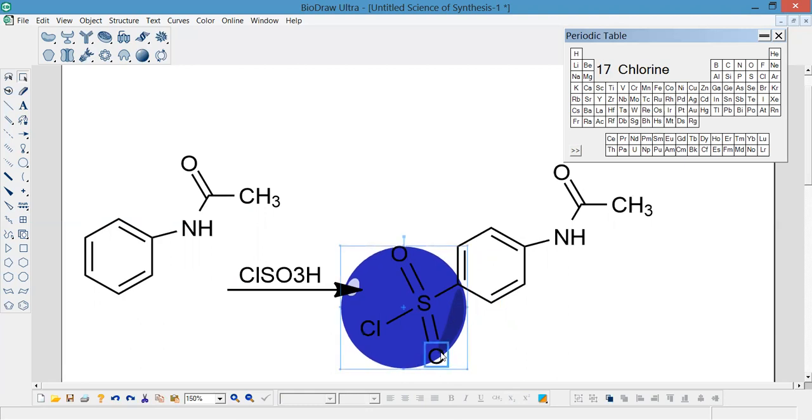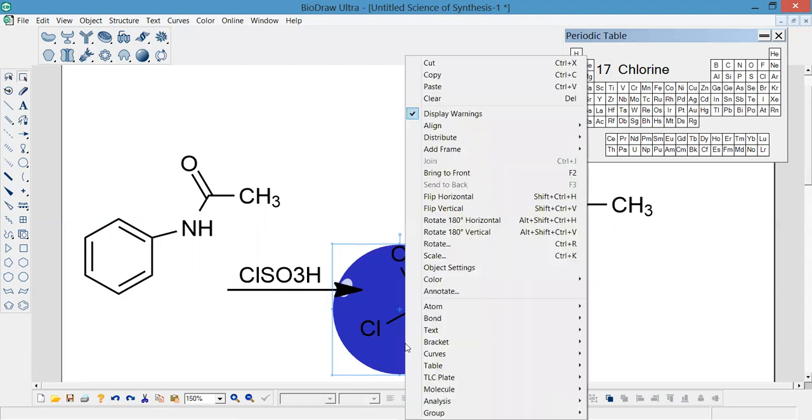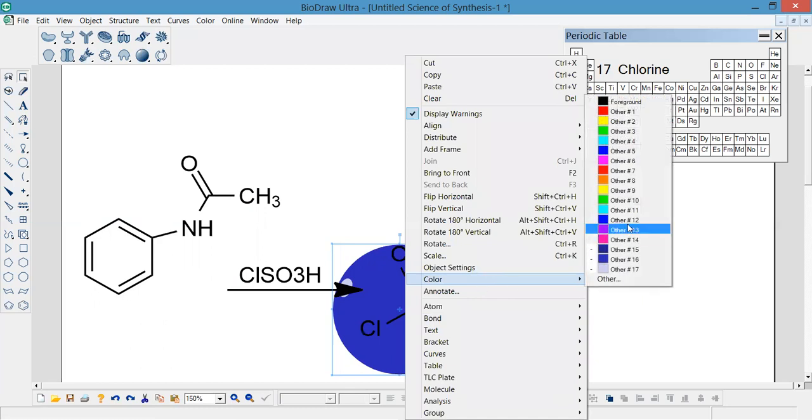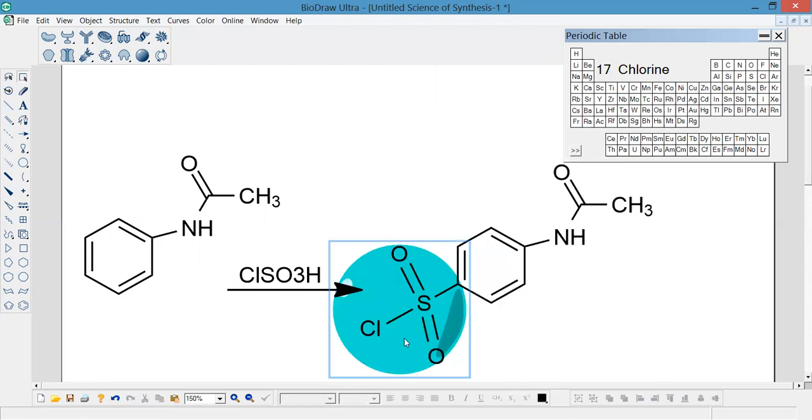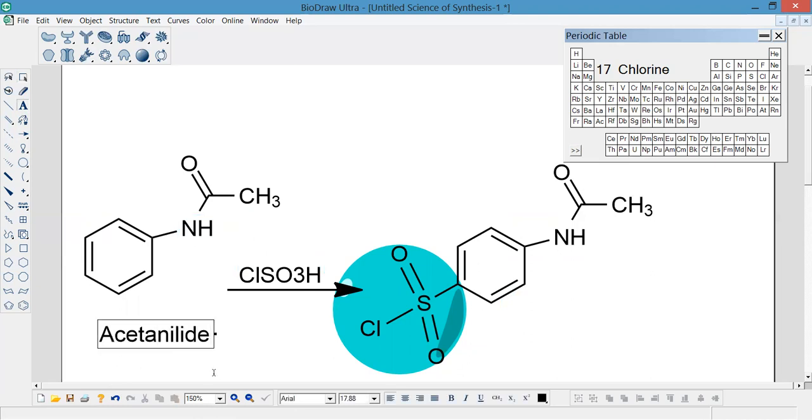Okay, so that you can label this arrow, or change the color of this arrow like this. This is the addition of the chlorosulfonyl group to this acetanilide. This is an acetanilide. This is chlorosulfonyl acetanilide.